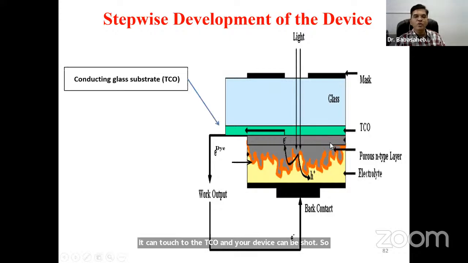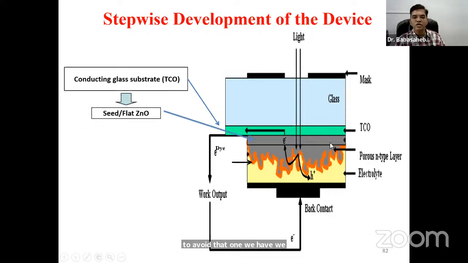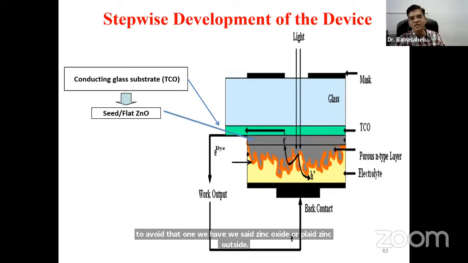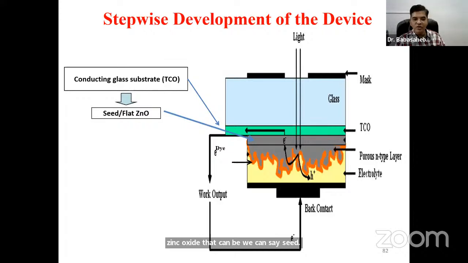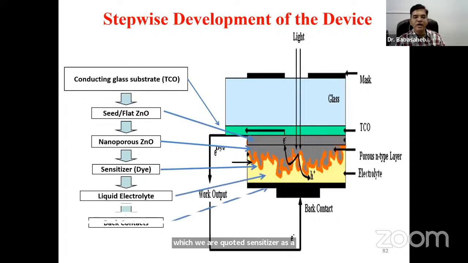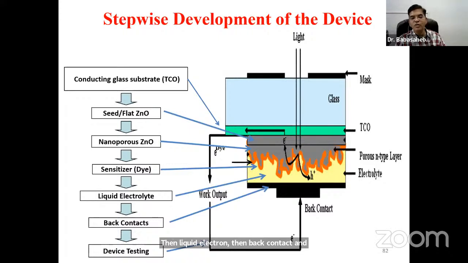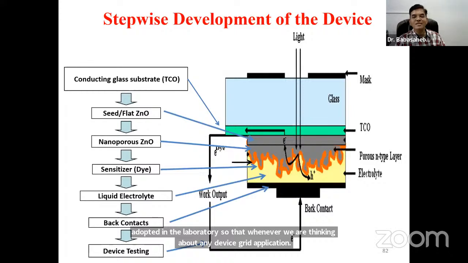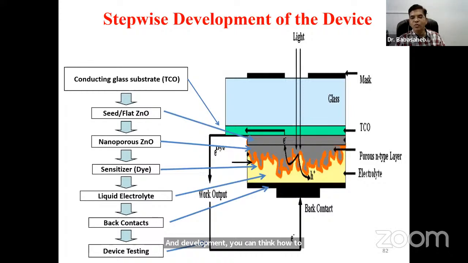So how have we developed it? We have taken TCO, we have deposited zinc oxide, which we can call seeded zinc oxide or flat zinc oxide. Then nanoporous zinc oxide, on which we have coated the sensitizer as a dye. Then liquid electrolyte, then back contact, and then device testing. This is the stepwise development we have adopted in the laboratory, so that whenever you are thinking about any device grade application and development, you can think how to develop it stepwise in the laboratory. That is the most important aspect that I am going to elaborate.